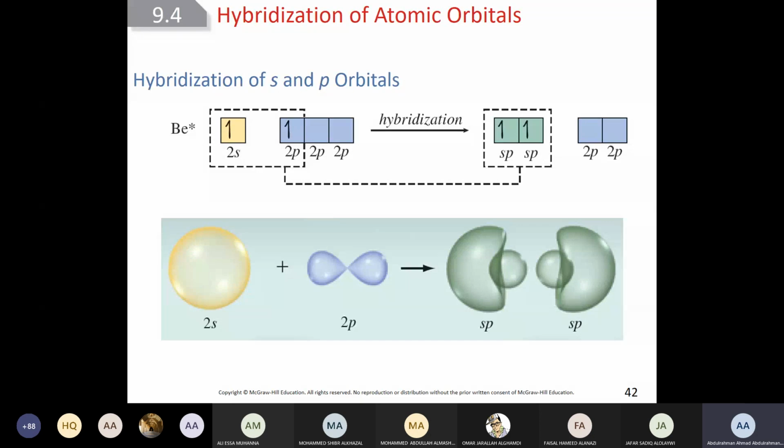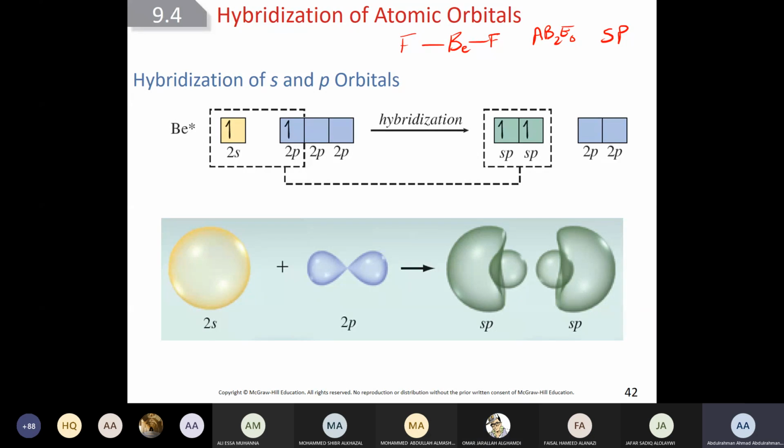Now, let's look at this molecule. We have BeF2. What's the electron domain? AB2E0. So what's the hybridization that we're going to mix? SP2. No, not SP2, SP.